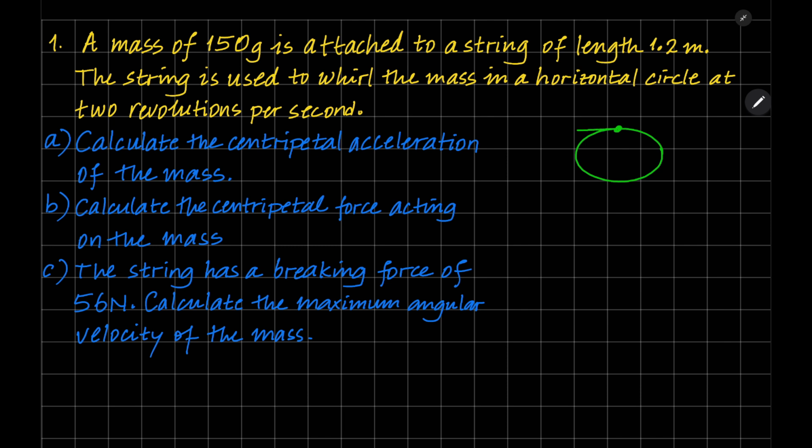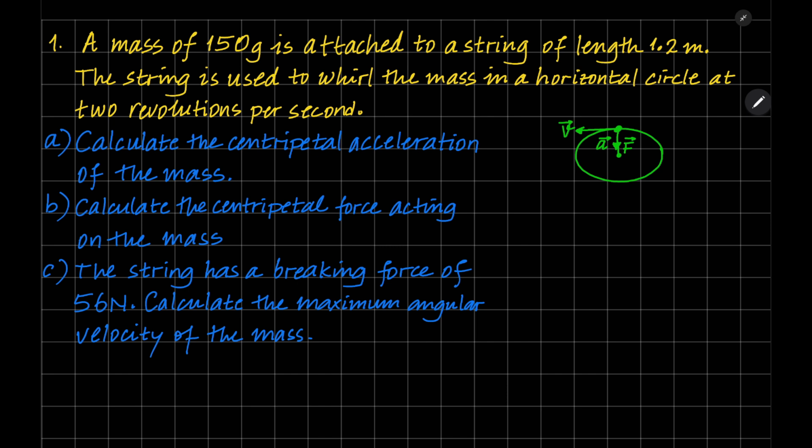Say this is the velocity V, and velocity is tangential to the circle. If this is the center, and this is the centripetal force F, also centripetal acceleration A. Both are vectors, and also velocity is a vector.